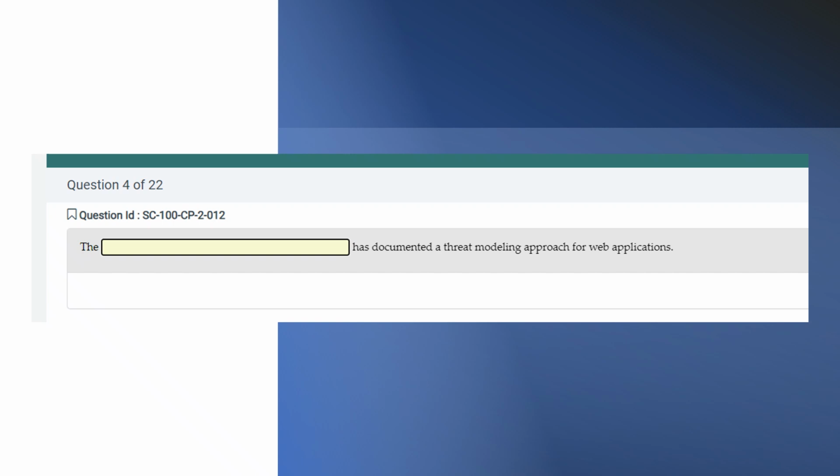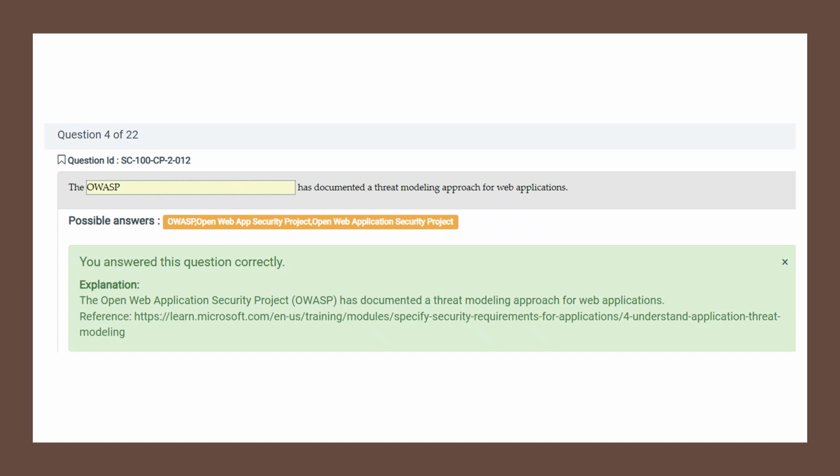Question 4. The blank has documented a threat modeling approach for web applications. The Open Web Application Security Project, or OWASP, has documented a threat modeling approach for web applications.